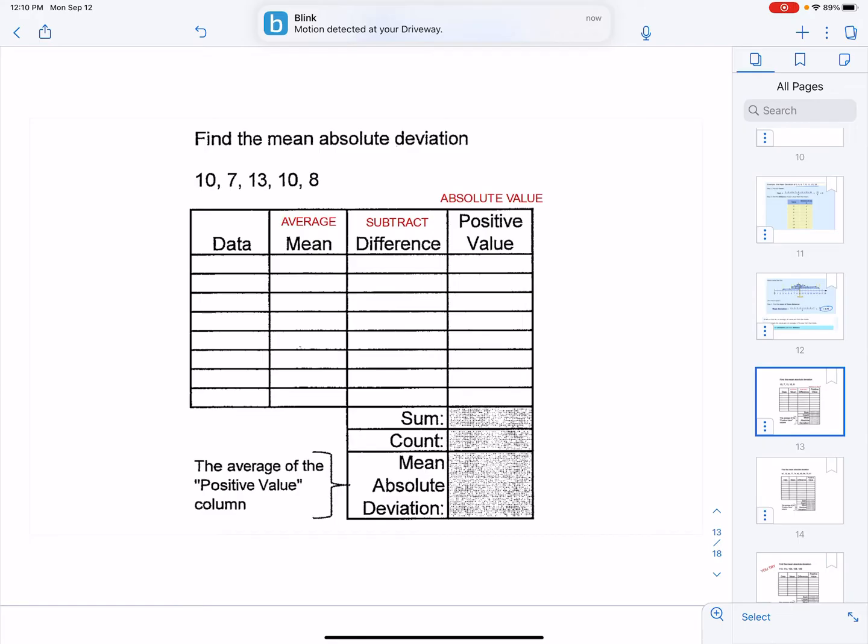So here's one that we're going to do together. The first thing you want to do is write down your data. My data is 10, 7, 13, 10, and 8. Now we want to find the mean of that. So we're going to add those 5 numbers up, 10, 7, 13, 10, and 8, and find the mean. You add them up, divide by 5. In this case, our mean was 9.6. So you write that all the way down just like that.